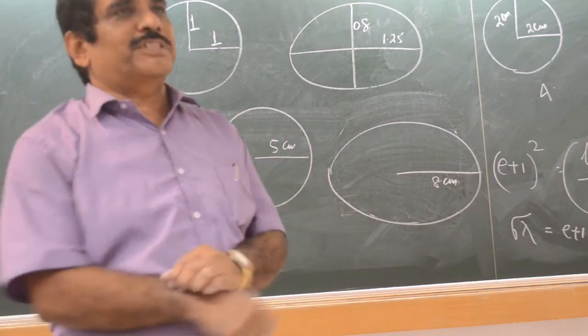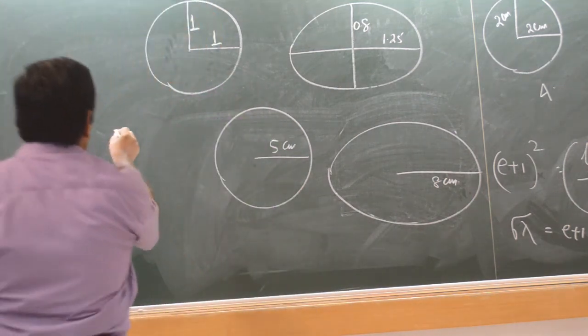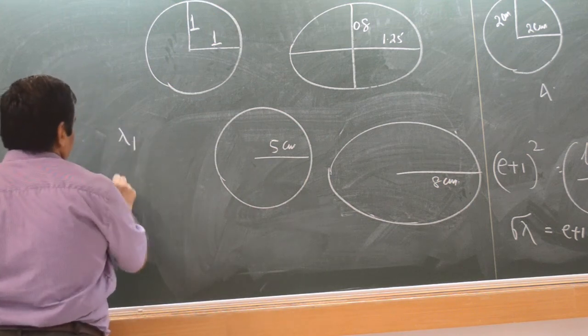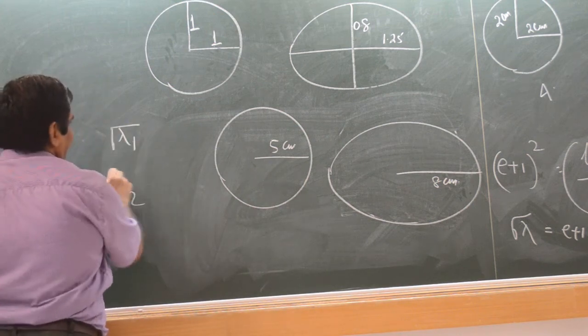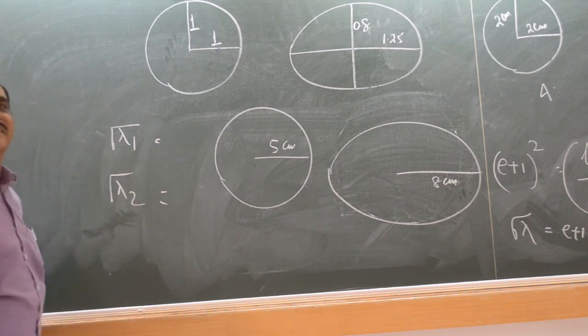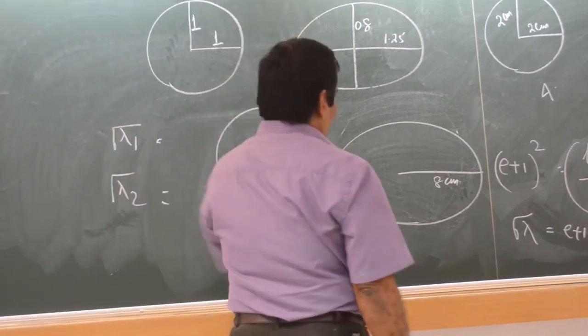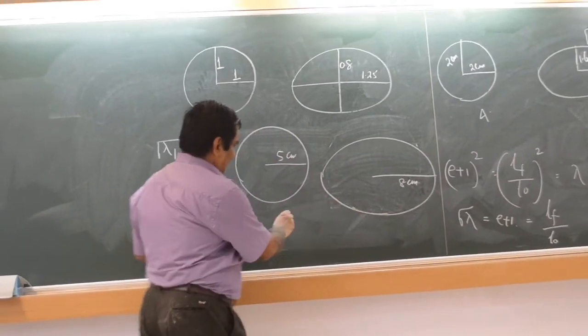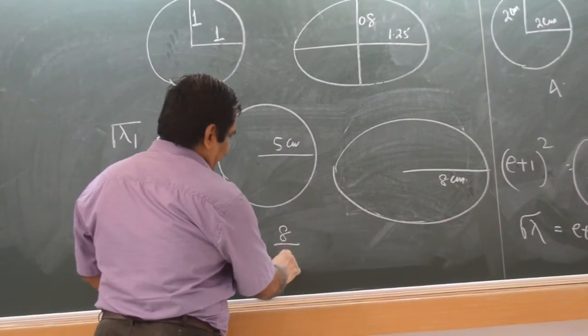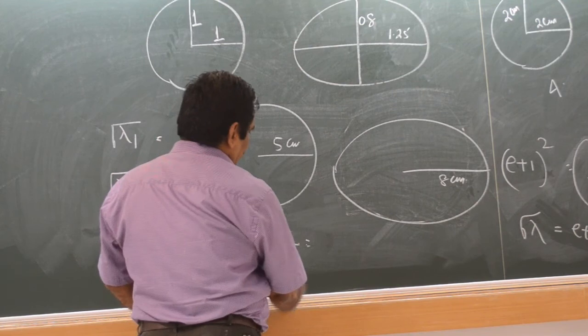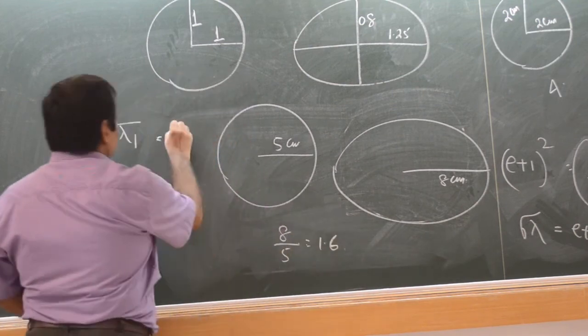इसका निकालो आप strain निकालो. What is the root lambda 1 value? What is the root lambda 2 value? निकालो आप. कैसे निकालो? 1.6. This one. 8 by 5. So 1.6. So this becomes 1.6.